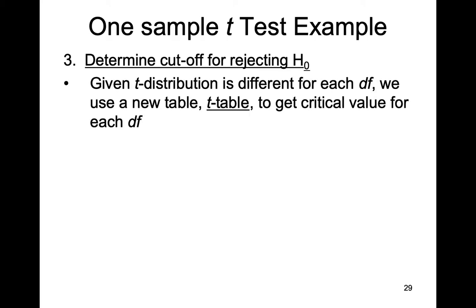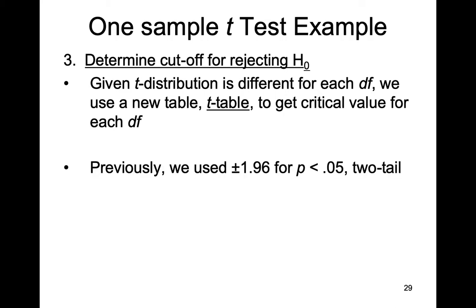Okay. So in order to determine our cutoff for rejecting H0, the trick now is we've got a different lookup table. We're no longer going to use the standard normal distribution, and we're no longer going to use the lookup table of z values, but we've got a different lookup table. Okay, so given that the t-distribution is different for each degree of freedom, we're going to use a new table, which is called a t-table, and that's going to give us a critical value for each different degrees of freedom that we have.